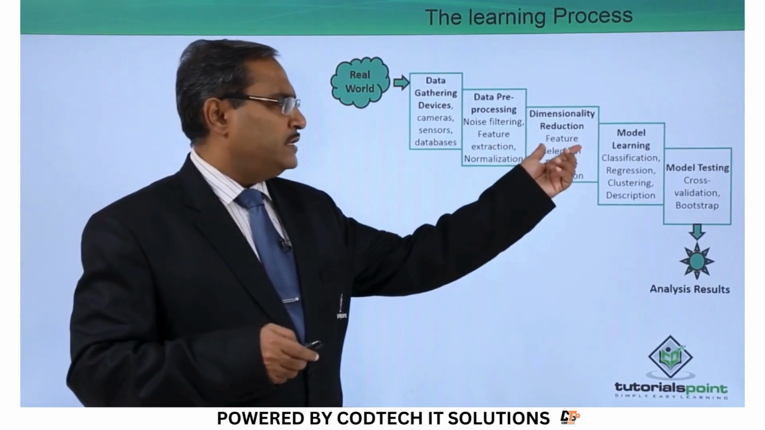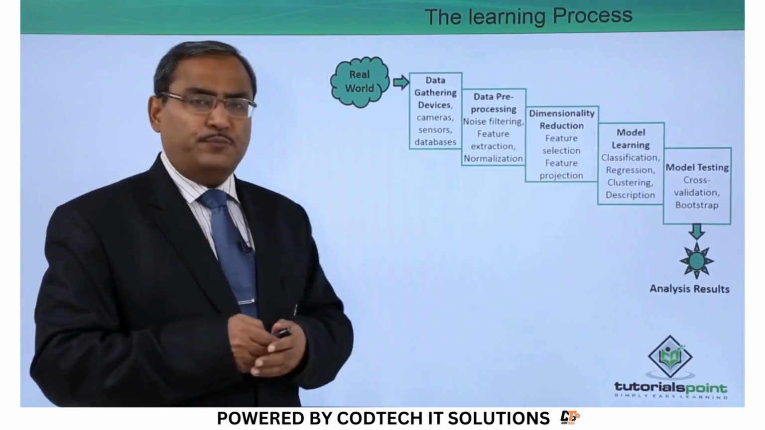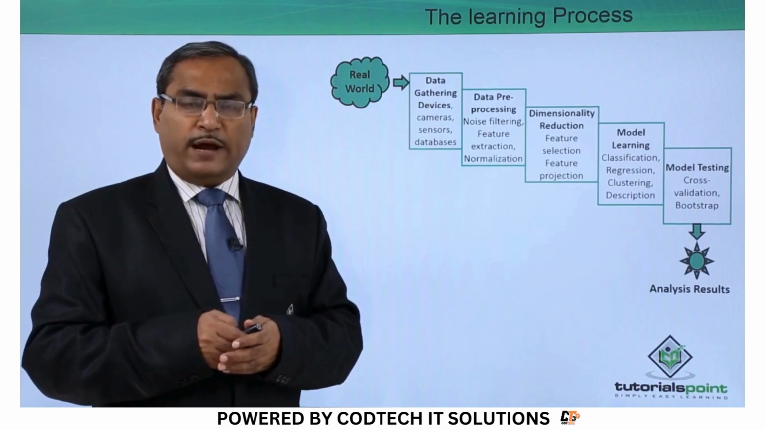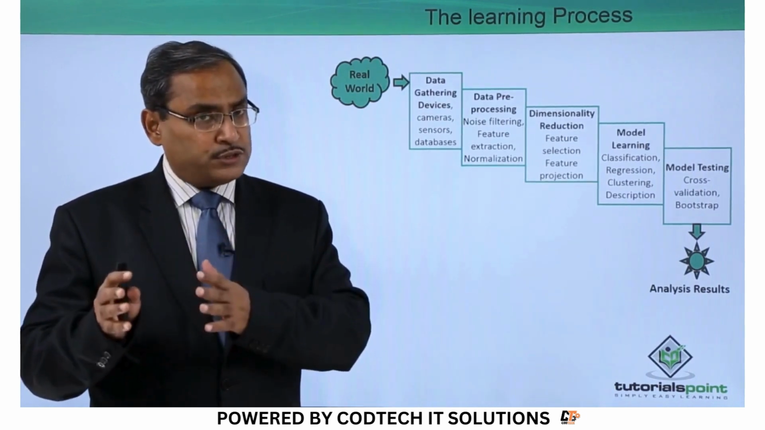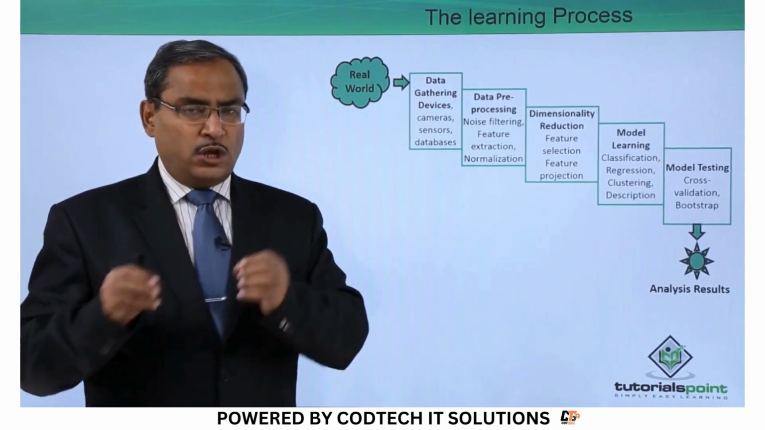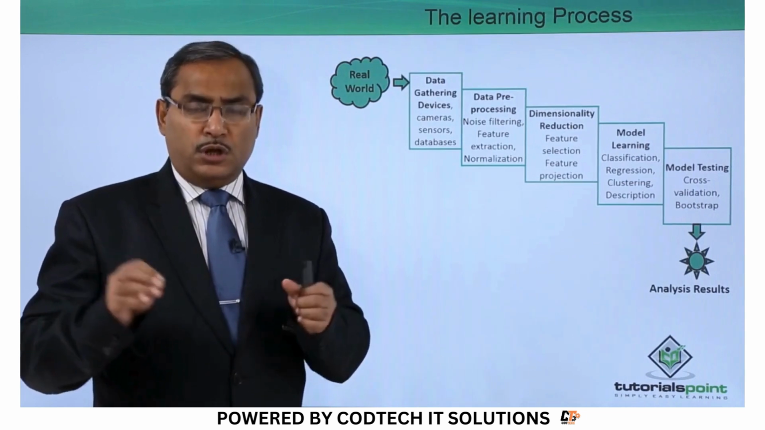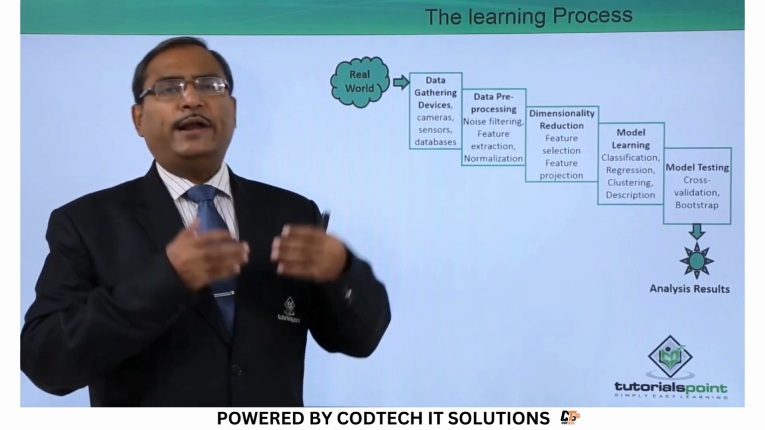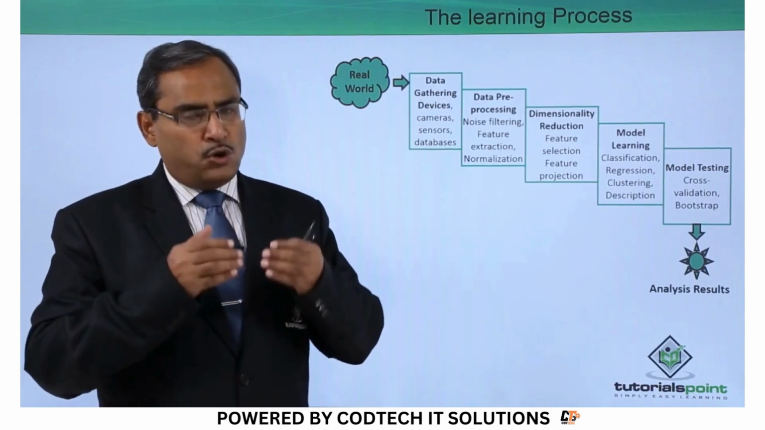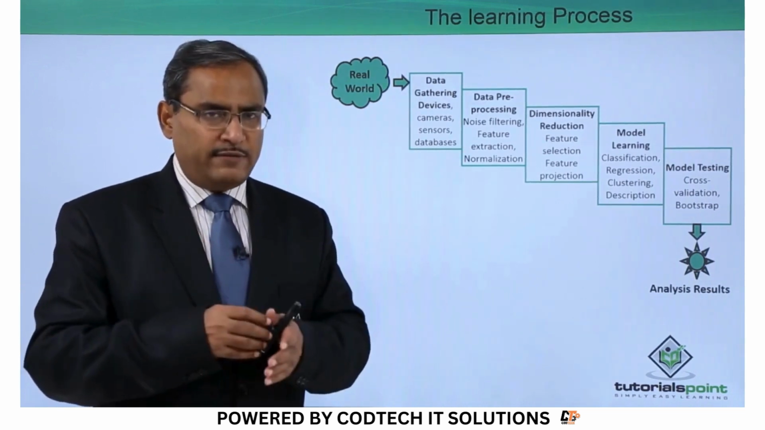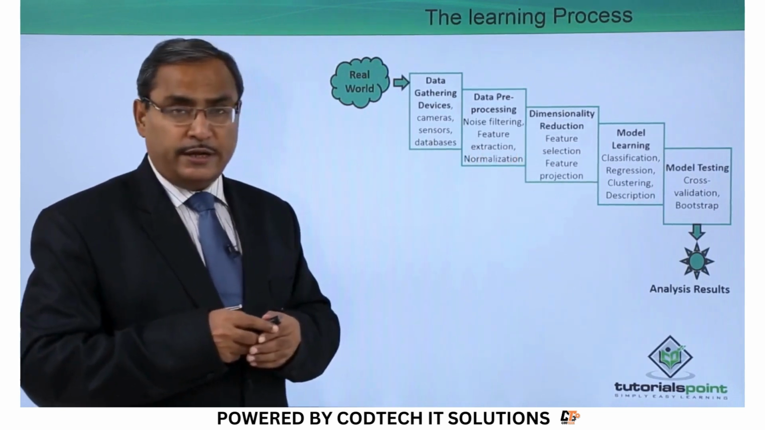Next, we will be going for the dimensionality reduction. Here we will be going for feature selection and feature projection. In feature selection and projection, we are trying to find those attributes which are relevant for our learning process, for our prediction process. Also, we can assign some weightages on those attributes. Attributes with higher weightage will be more relevant, and attributes with lower weightage will be less relevant. So these processes are to be done in our dimensionality reduction.